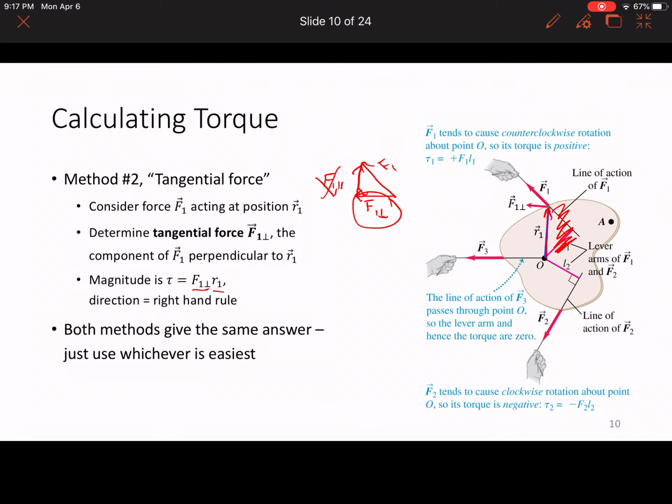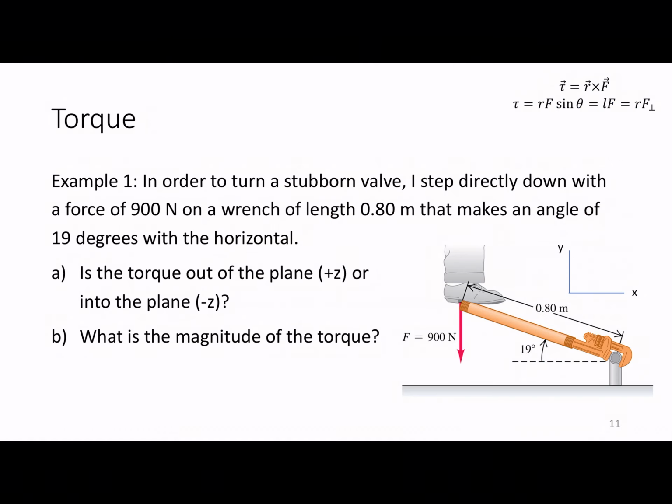What you want to do is practice each of these methods and figure out which one is easiest. And then many, many times practice the right-hand rule, because that will always give you the correct direction of the torque, or later angular momentum, which is also a cross product. All right, so let's put this into practice.